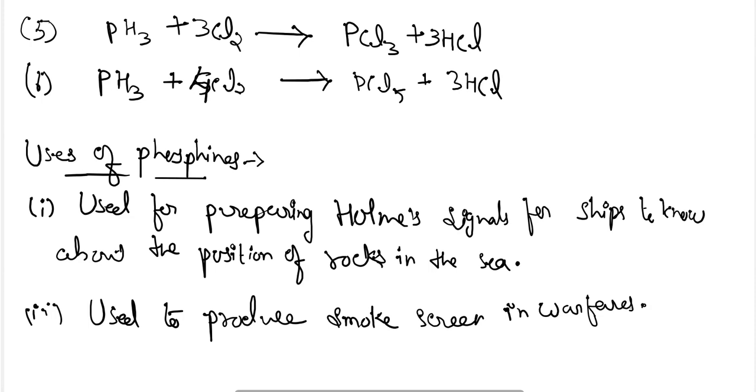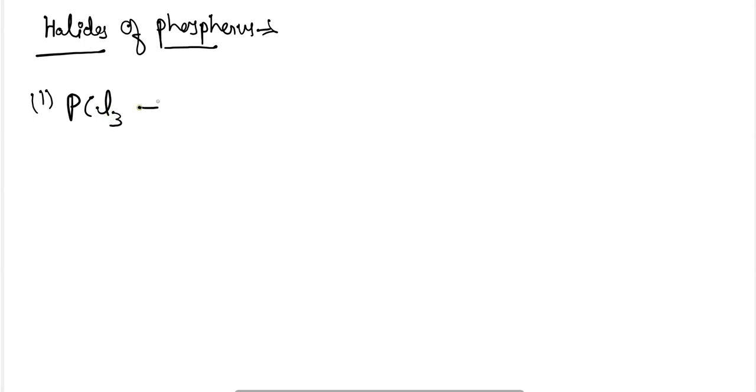Okay. Let's see the next compounds of phosphorus, that are halides of phosphorus. What are the halides of phosphorus? So first, PCl3, the first halide of phosphorus, that is phosphorus trichloride. Okay. So how is it prepared in the laboratory? We can prepare it by the simple method of P4 plus 6Cl2. It will produce 4PCl3 here.